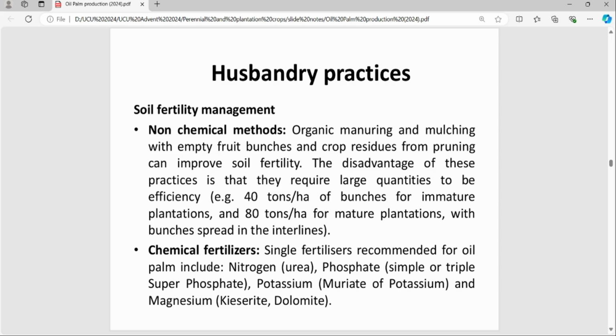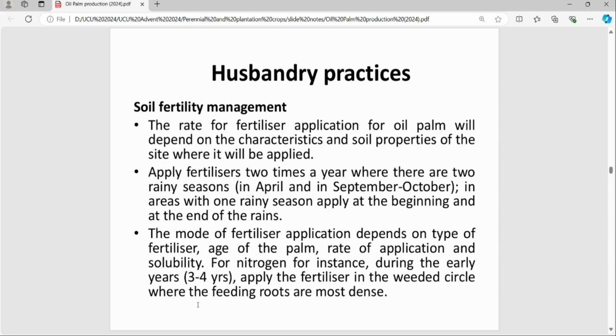But for those that are into commercial production, it's inevitable to use chemical fertilizers. And those that are more recommended: urea, which has nitrogen, single and triple superphosphate, which provide phosphorus, and then muriate of potash, which provides potassium. And we also have dolomite and kieserite, which provide magnesium. And all these are very important for proper growth and increased yield of the oil palm trees.